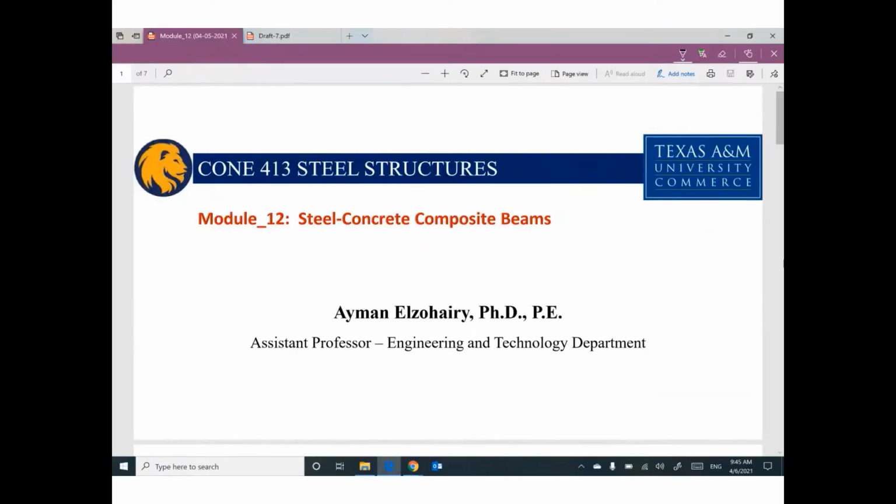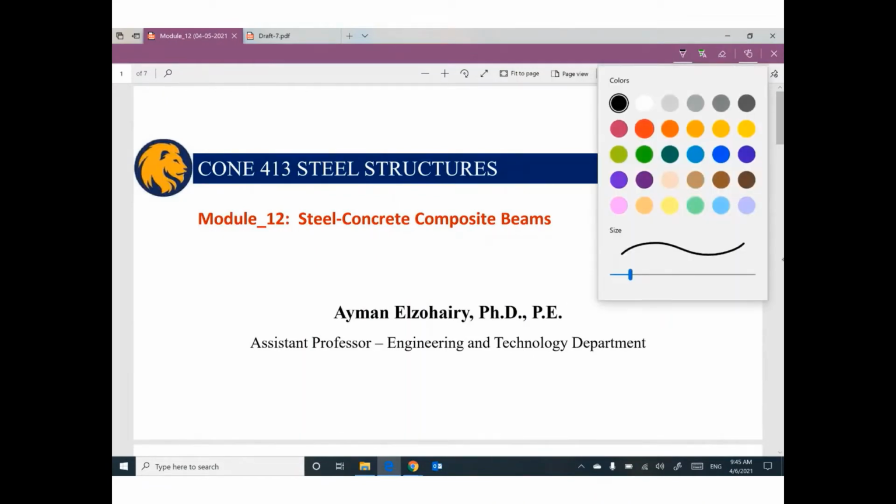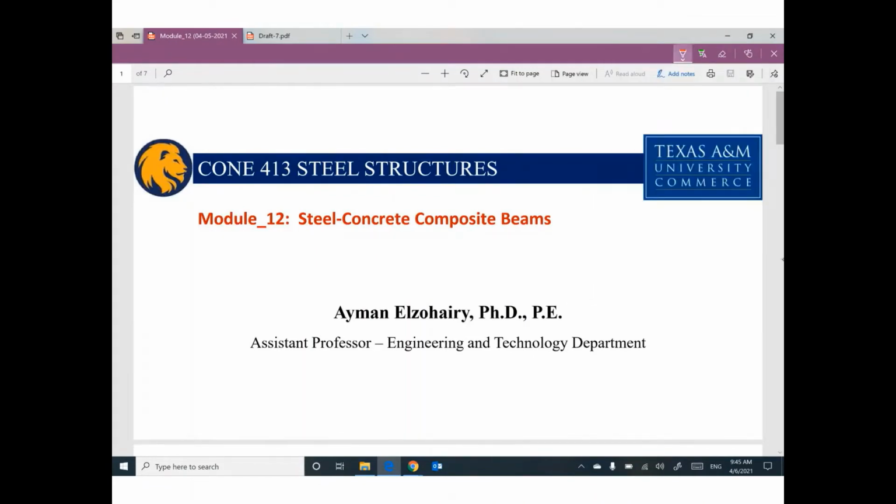Today we will start a new topic which is very important: how to design steel, concrete, composite beams.